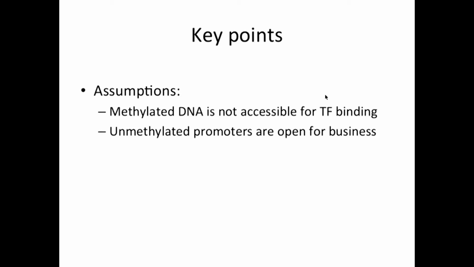And that is that we have several assumptions that we can make. First of all, methylated DNA may not be accessible for TF binding, and this may be one way in which methylation suppresses the regulatory element. Unmethylated promoters are usually open for business, and this means that they can be open for the assembly of the transcriptional machinery, pause polymerase, or they're open for expression.